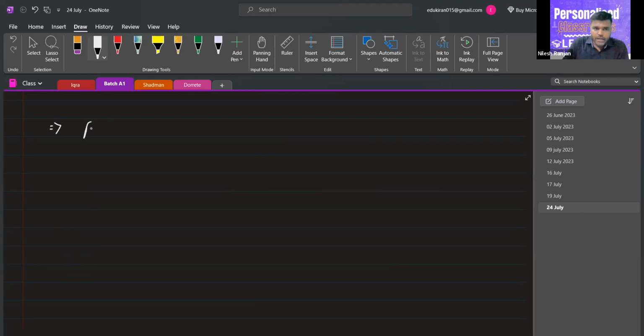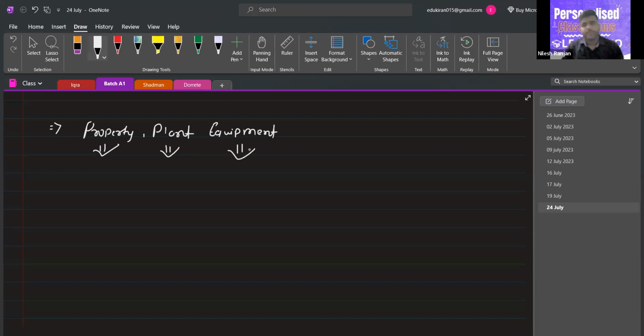Now, in property, plant and equipment, what do we include? All the items that are required for the business and helpful in our business. Property is where our business is located. Plant is the machine that we use for production. Equipment means small items or small machinery used for production. So these are our business-related items.